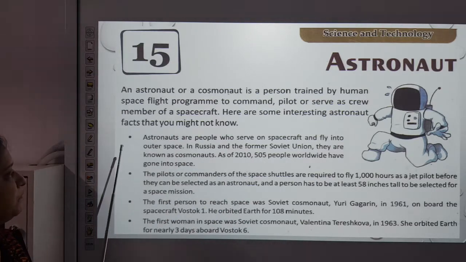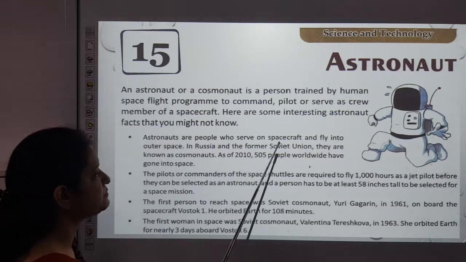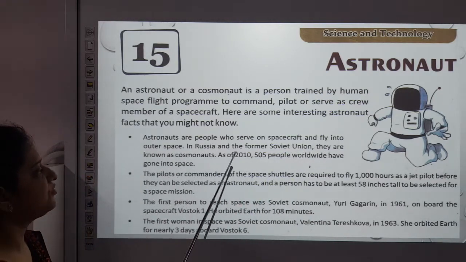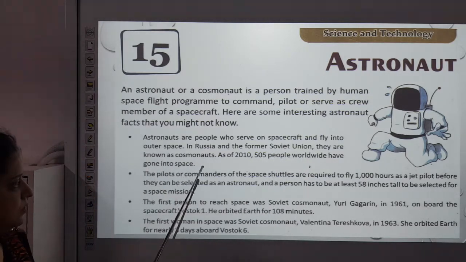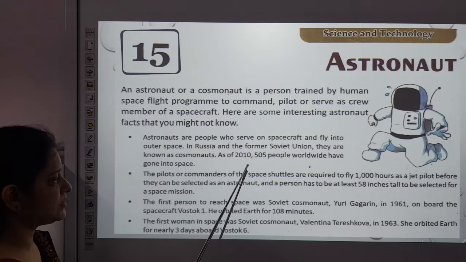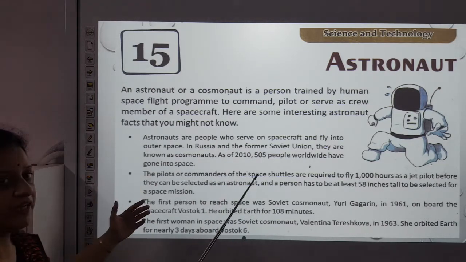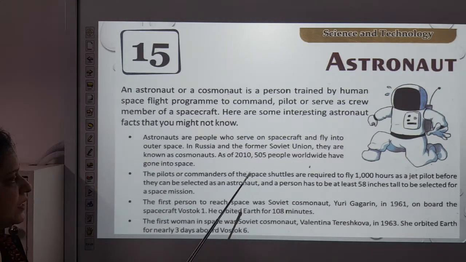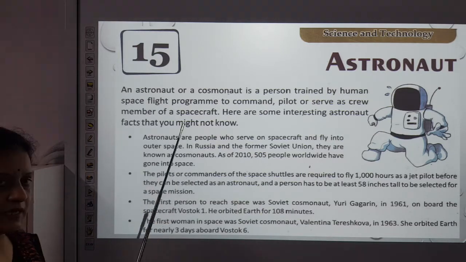Maybe you know. Number 1. Astronauts are people who serve on spacecraft and fly into outer space. In Russia and the former Soviet Union, they are known as cosmonauts. As of 2010, we have to fill the blanks according to them. So, please read it carefully with me. You have to answer all the fill in the blanks. 505 people worldwide have gone into space.